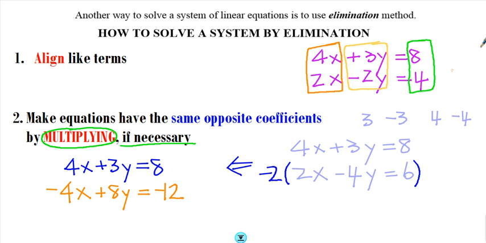And now if you can see, this is 4 here, and this is negative 4. These are opposite coefficients. Now you don't have to make everything opposite coefficients, as long as either x or y, just one pair, just one of them, if you make them same opposite coefficients, it's fine. You could have changed the coefficients in front of y. That's fine too. Okay, but you do that by multiplying.